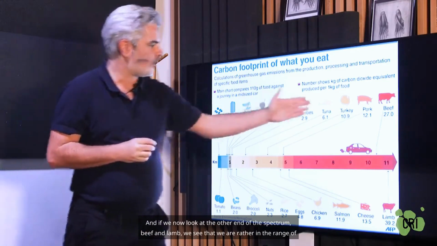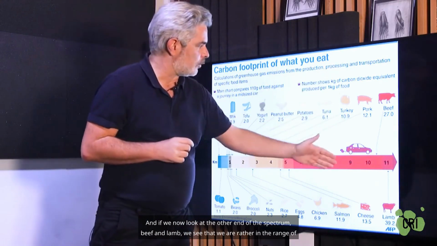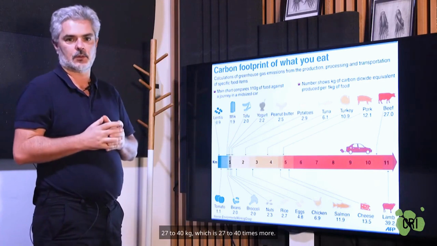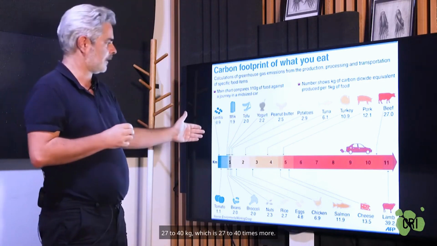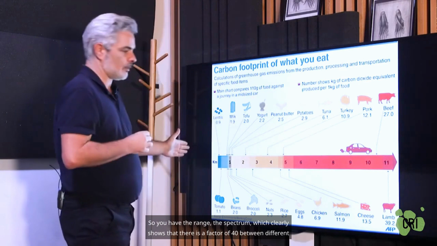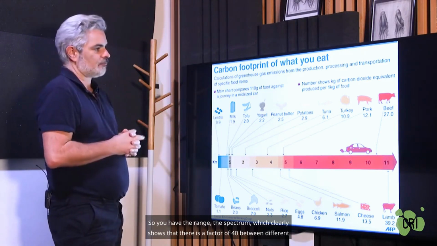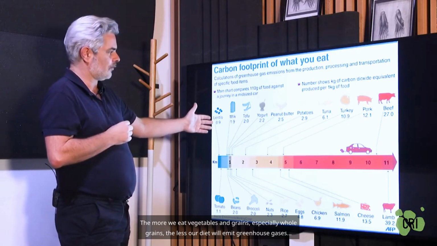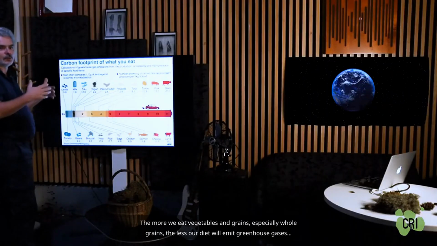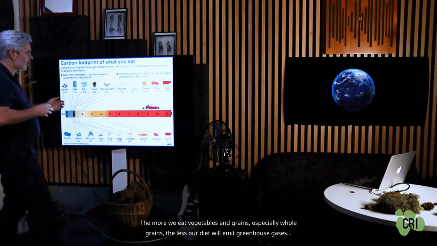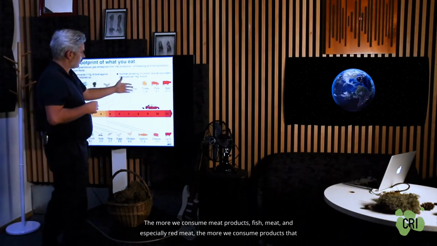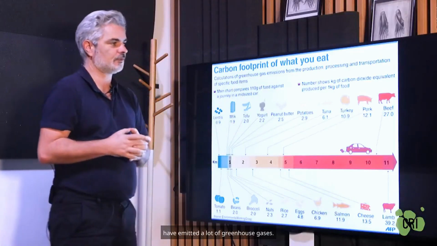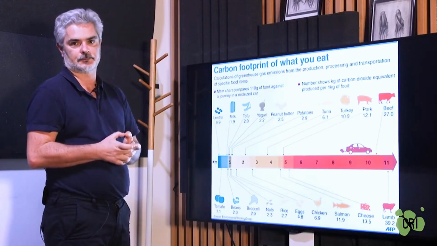And if we now look at the other end of the spectrum, beef and lamb, we see that we are rather in the range of 27 to 40 kilo, which is 27 to 40 times more. So you have the range, the spectrum, which clearly shows that there is a factor of 40 between different products. The more we eat vegetables and grains, especially whole grains, the less our diet will emit greenhouse gases. The more we consume meat products, fish, meat, and especially red meat, the more we consume products that have emitted a lot of greenhouse gases.